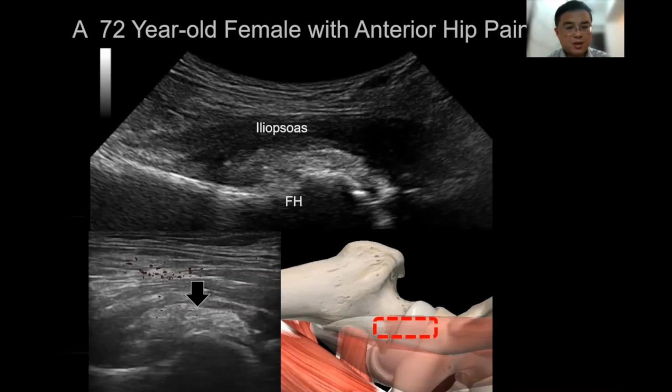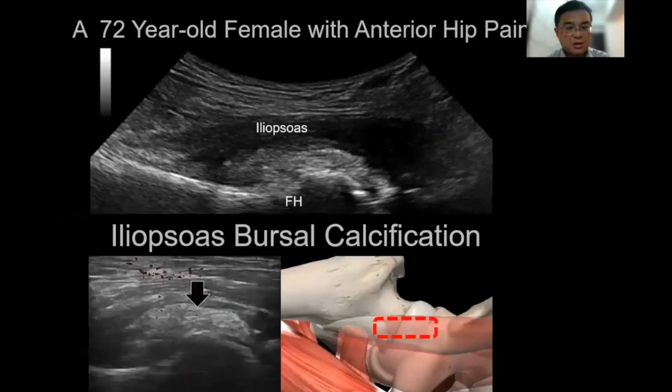So what is the pathology? The pathology is the iliopsoas bursa calcification. So if you encounter a case like this, you can consider using ultrasound-guided barbotage to remove the calcific deposit to relieve the symptoms. And after you remove the deposit, you can consider injecting some steroids.